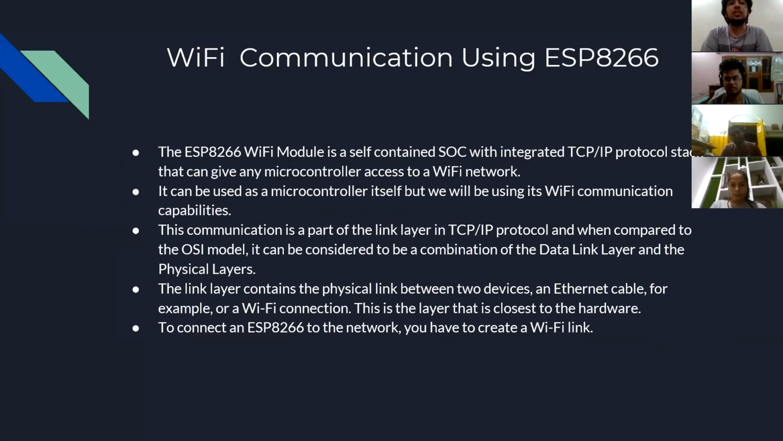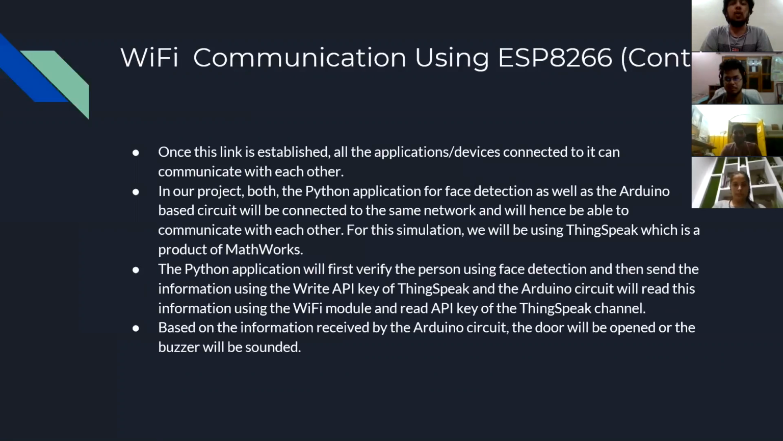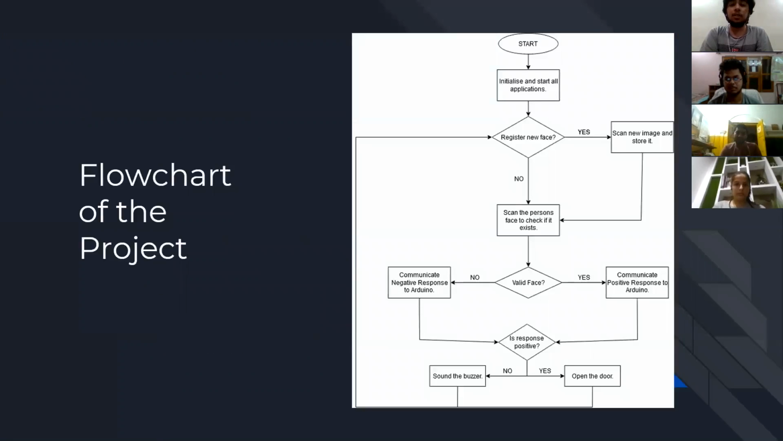Now, this communication is a part of the link layer in the TCP/IP protocol, as I mentioned earlier. And in the OSI model, it can be considered to be a combination of the data link layer and physical layer. And I'll now be explaining the flowchart of this project. So how exactly it functions.